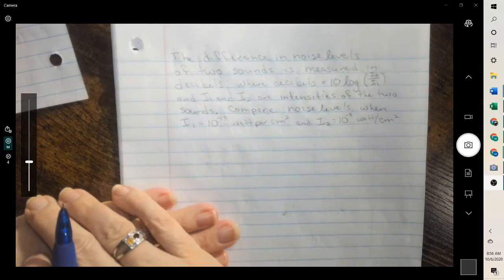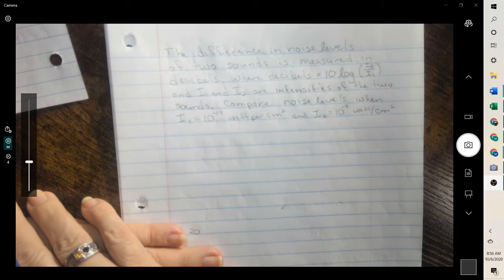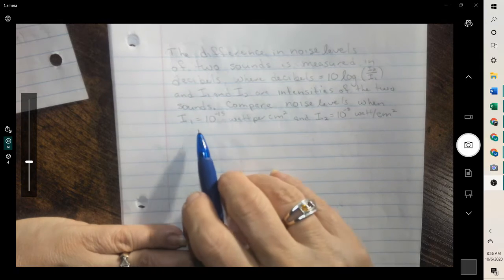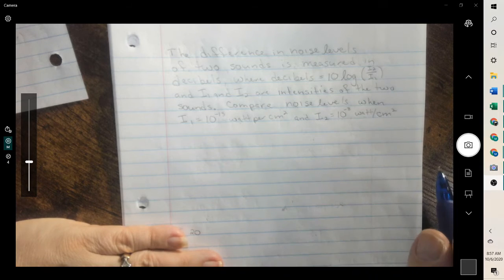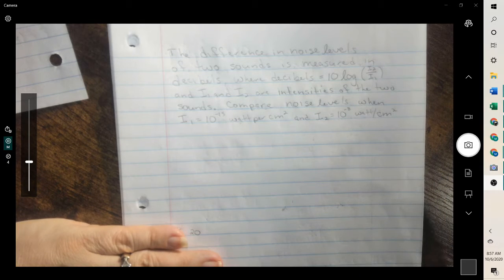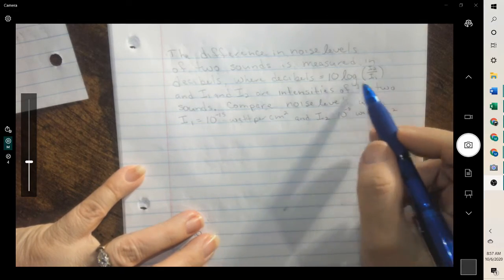Let's look at another one. The difference in noise levels of two sounds is measured in decibels, where decibels equals 10 log of I sub 2 over I sub 1. And I sub 1 and I sub 2 are intensities of the two sounds. Compare noise levels when intensity 1 is 10 to the negative 15 watts per centimeter squared, and I2 is 10 to the negative 8 watts per centimeter cubed. So to compare the decibels, we plug it in here.